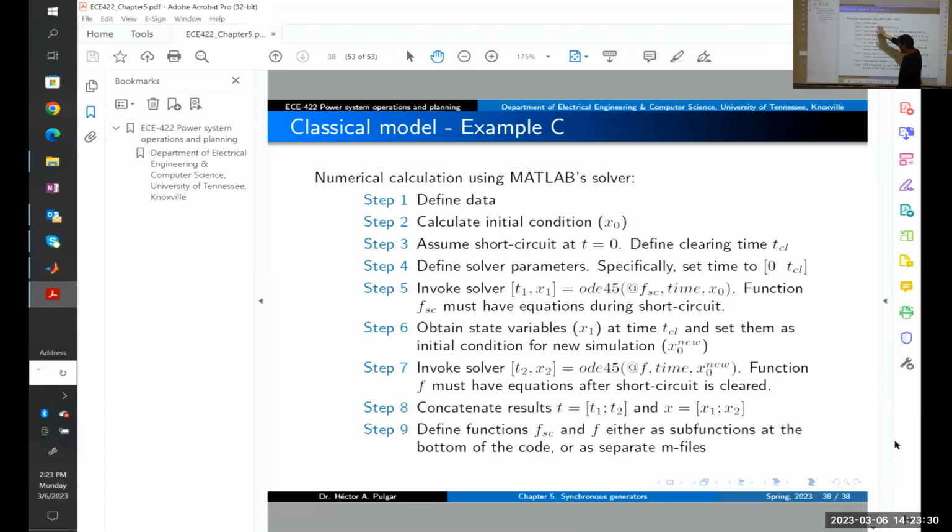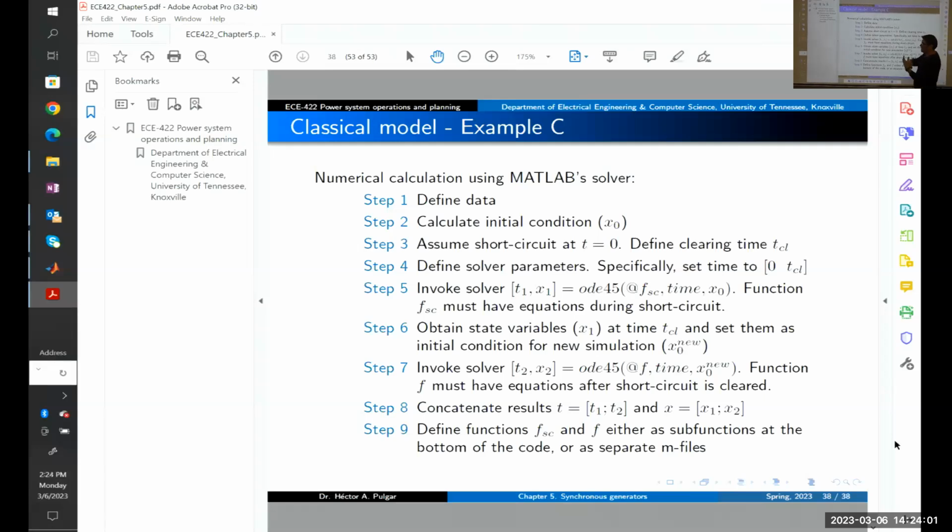We will define data. Then we will calculate the initial condition. Now, because the disturbance is going to be modeled through a short circuit, the initial condition will be exactly the equilibrium point. We're going to assume the short circuit is at time 0, and then we will define a clearing time. This is self-clear at time 0.1 second. We will define the solver parameters.